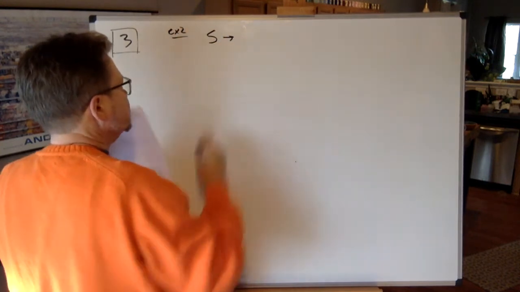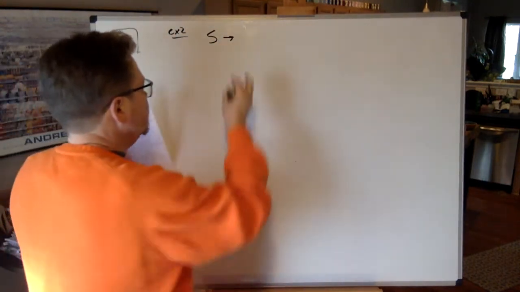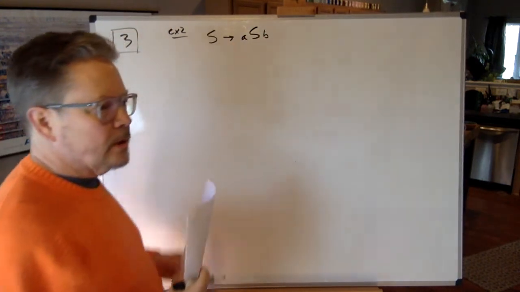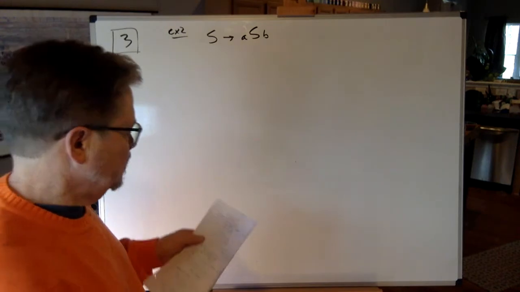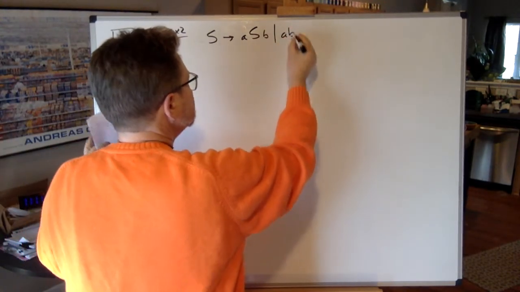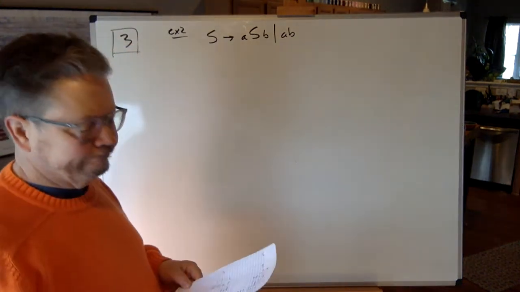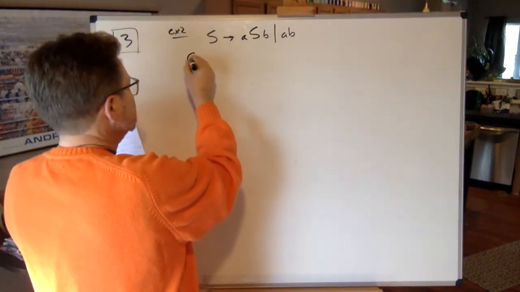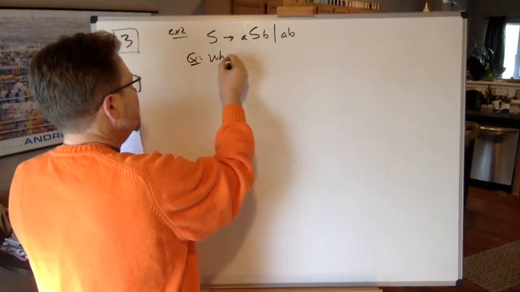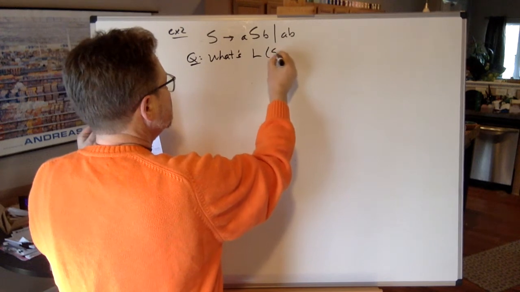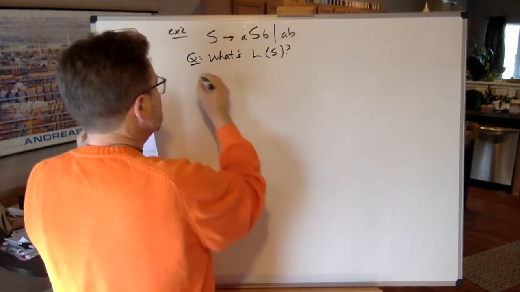S, regular old start symbol. S can be replaced by A, S, B, where A and B are lowercase, S is uppercase. That means something, according to convention. Or wait, it can also be replaced by just lowercase a, lowercase b. Seems fairly simple. Let's see if we can answer a simple question about it. What's, short for what is, the language generated by S, or the language defined by S?